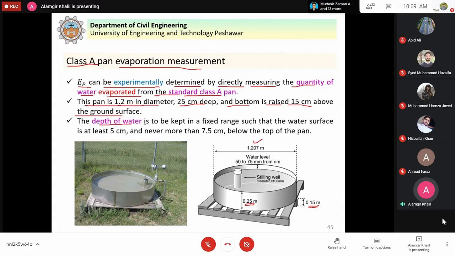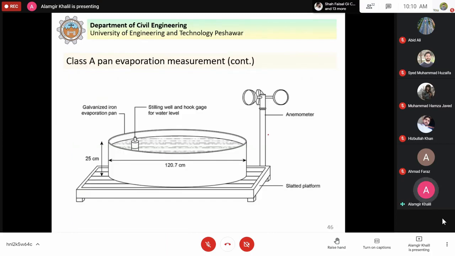The depth of water is to be kept in a fixed range such that the water surface is at least 5 centimeter and never more than 7.5 centimeter below the top of the pan. You can see here 50 to 75 millimeter from the rim, from the top. So the water evaporates, and then the depth of water is calculated. So this is how we can estimate the EP. This is another picture. You can see that sometimes we place the anemometer here to measure the wind speed also.